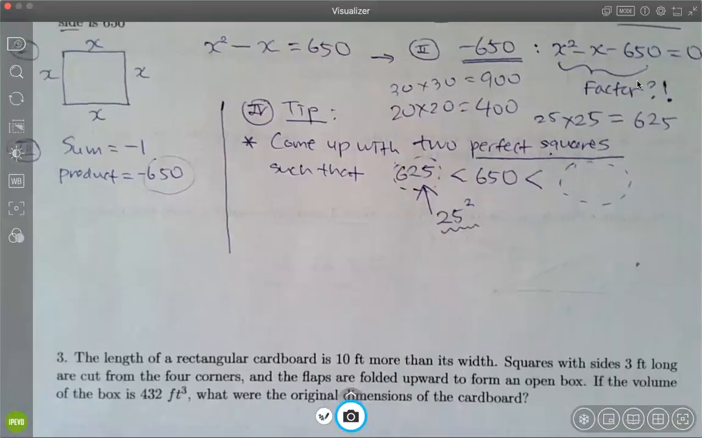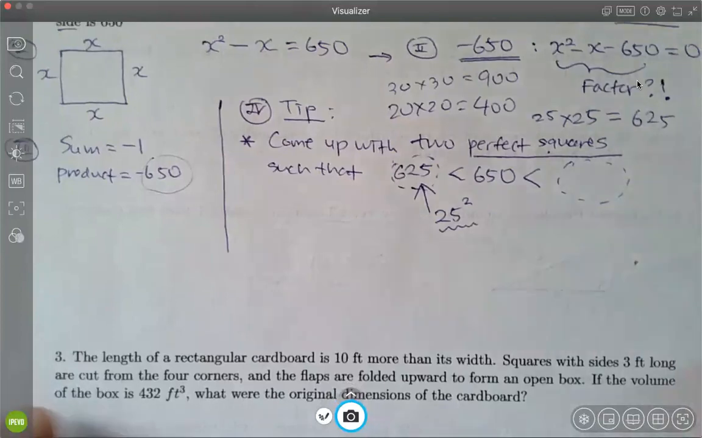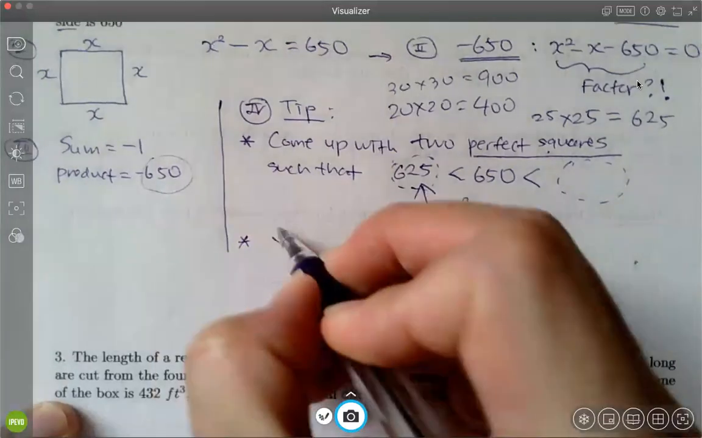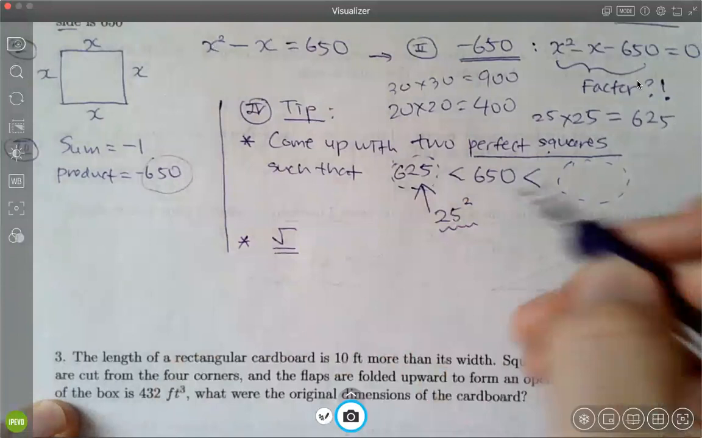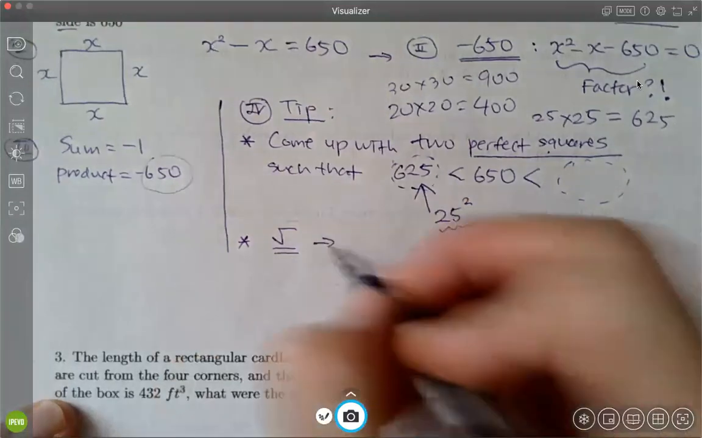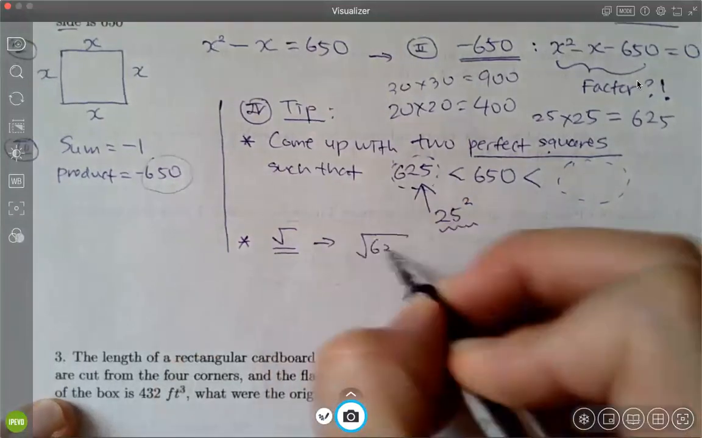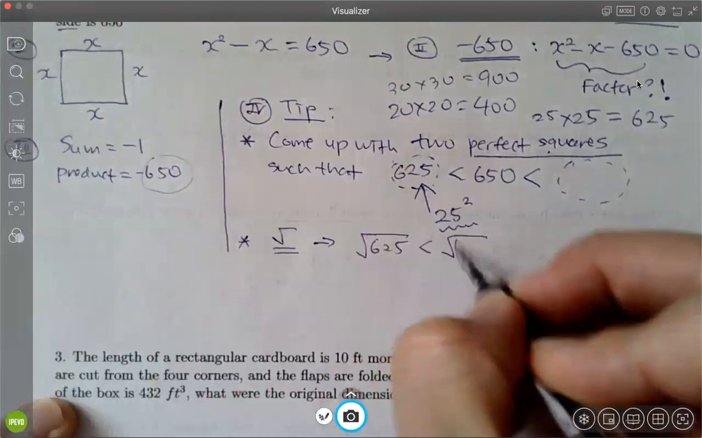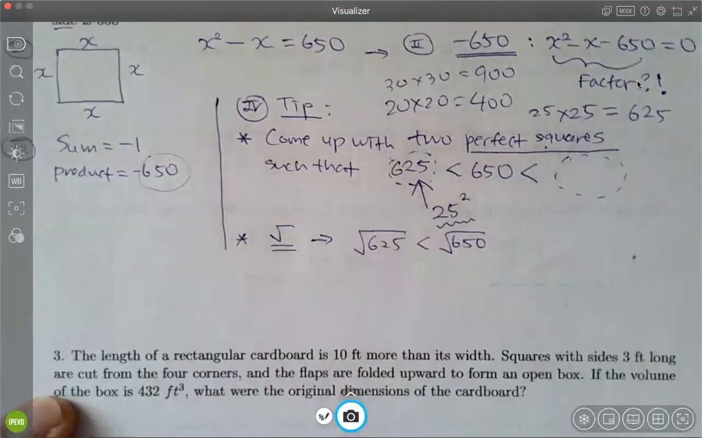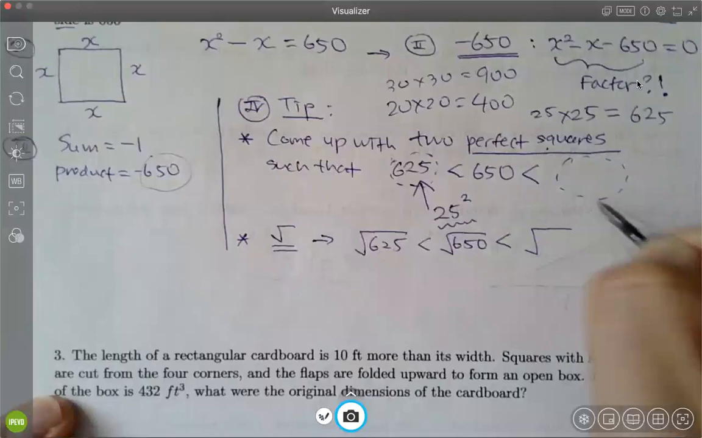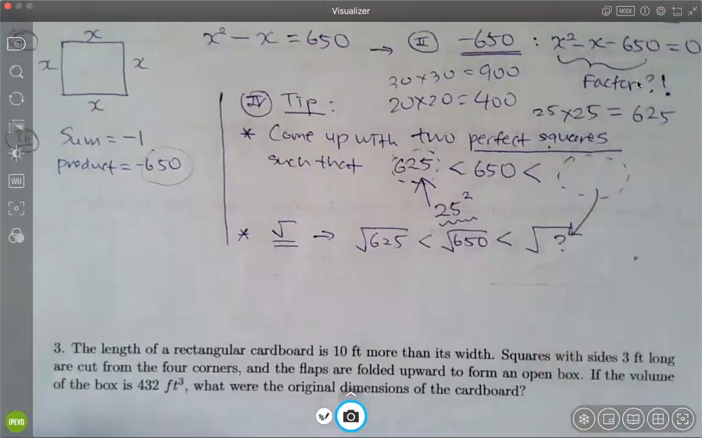Now it doesn't matter which number goes in here, but now you take the square root everywhere. So what does that mean? Square root of 625, and then square root of 650, and then square root of whatever the number is, which doesn't matter. Now, what is the square root of 625?